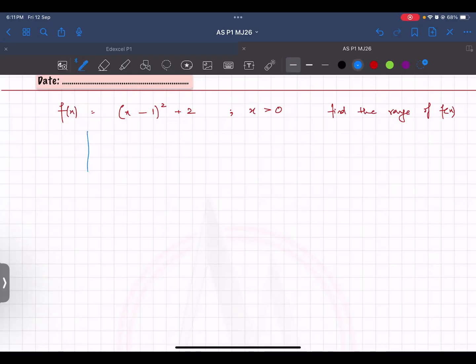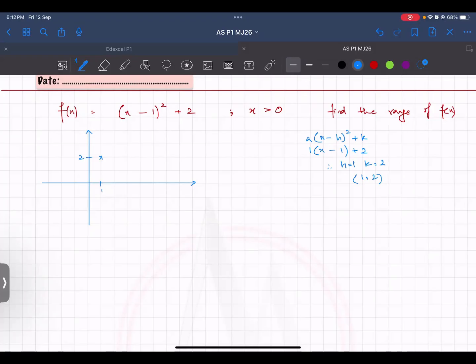So what do we do? What is the turning point, Ryan? What is the turning point, Sanchi? 1 comma 2. Yes. How did you get the turning point? You compare your equation with the completing the square form. So (x minus 1) whole square plus 2. So h is 1 and k is 2. So h comma k is your turning point. 1 comma 2 is your turning point.